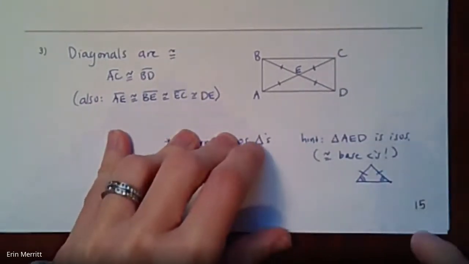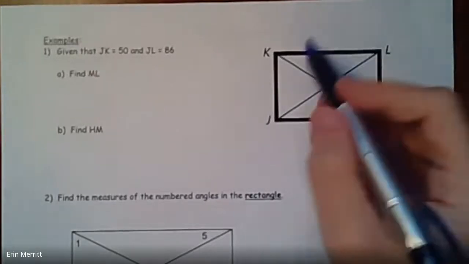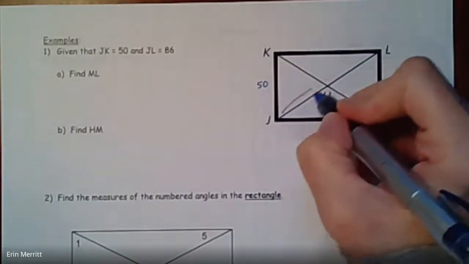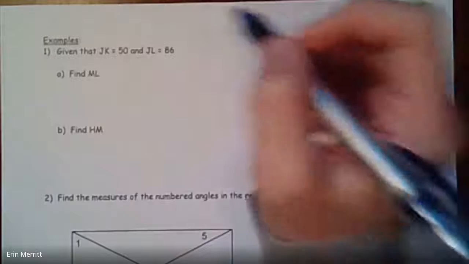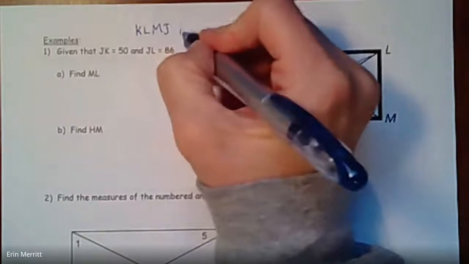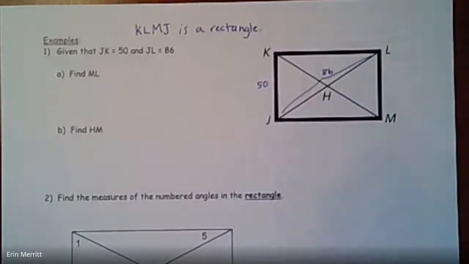Let's put some of this to good use. All right. It says, given that JK equals 50, there we go. Just making sure you can see me, okay? JK equals 50, that is this, and JL is 86, so that full length is 86. Something that should be clearly stated in any question, it's kind of missed here, is that KLMJ is a rectangle. It's not a trick question. It is one, promise.